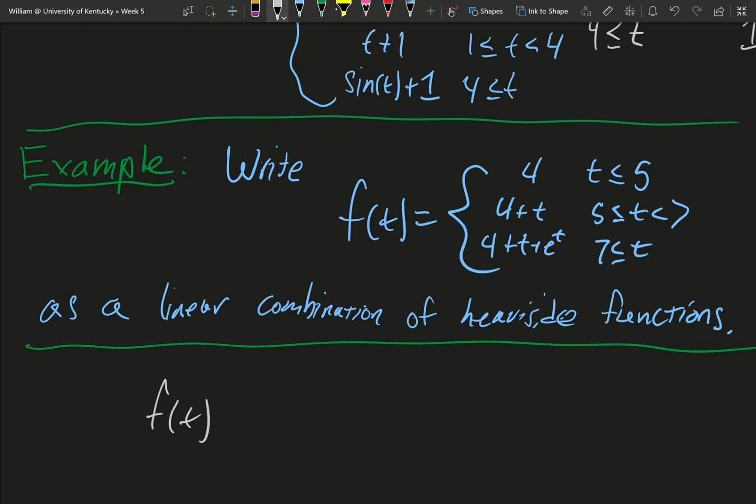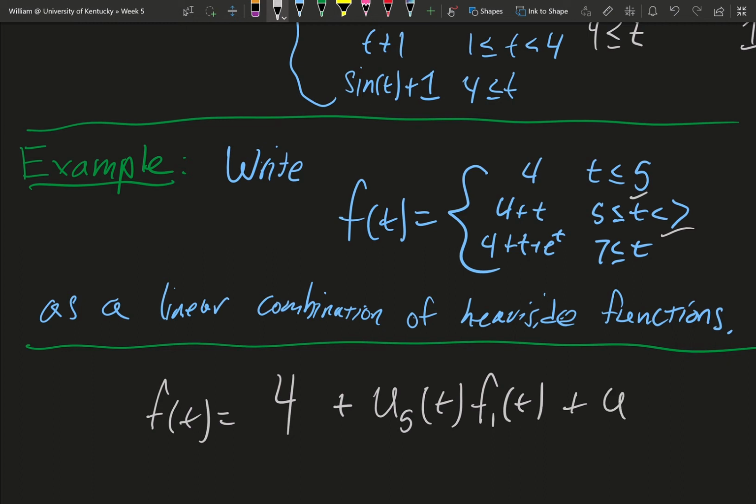So what that means is there's going to be, as a baseline without any Heaviside function attached to it, a 4. Okay. So continuing with that, we can see that we have a jump at 5 and a jump at 7. So that means we're going to have some function times a Heaviside function starting at 5 and some other function with a Heaviside function starting at 7.